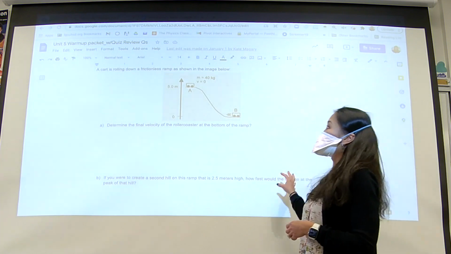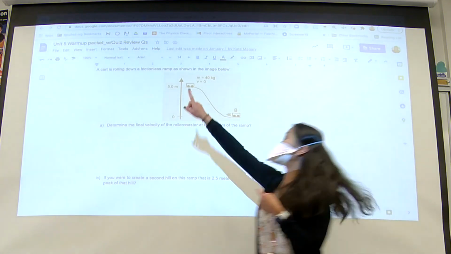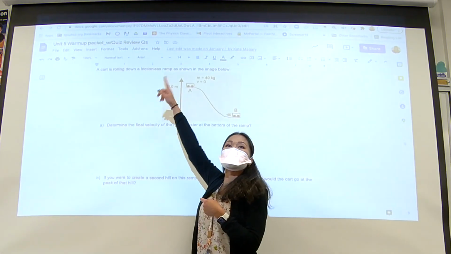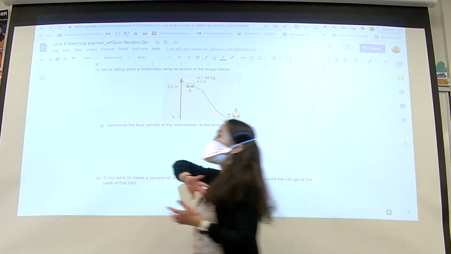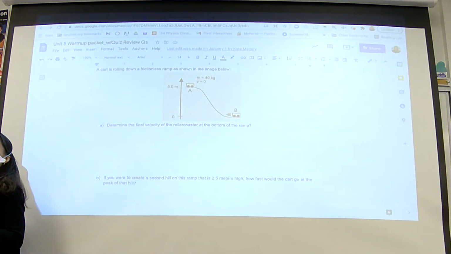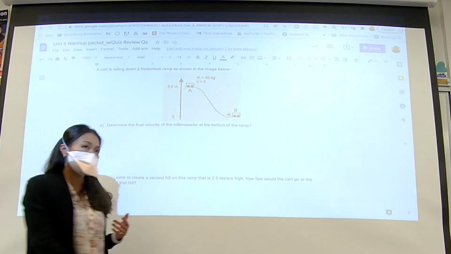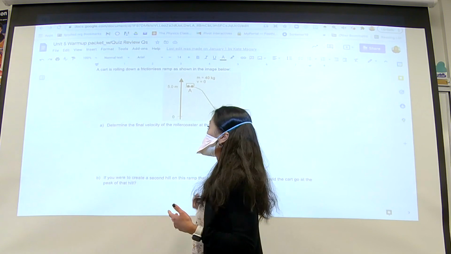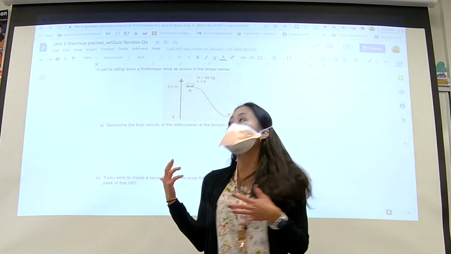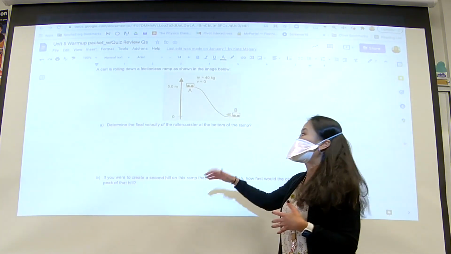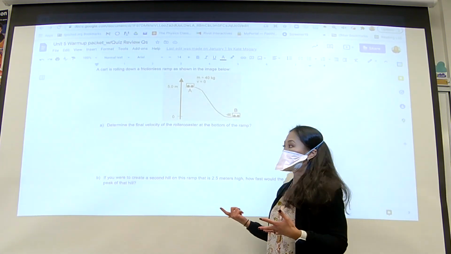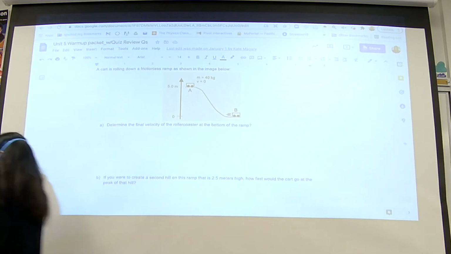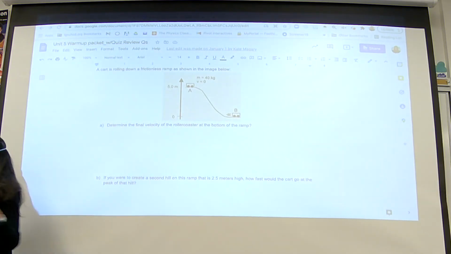The focus of this quiz is on gravitational potential energy to kinetic energy and back to gravitational potential energy. So I didn't put this on the warm-up, but I do want you to do an LOL chart of this scenario, and that'll help you get started on how to solve these problems. And you are going to have an LOL chart on your quiz.